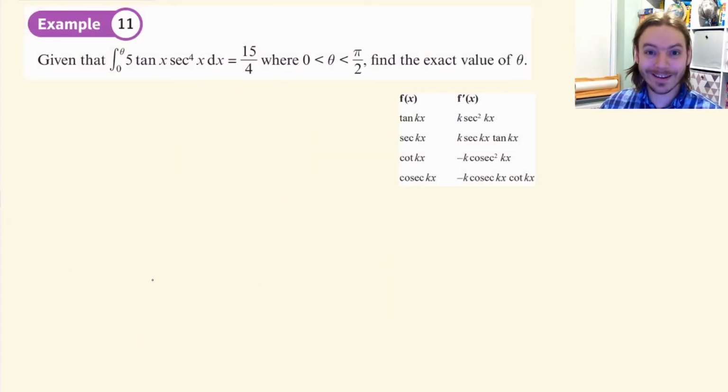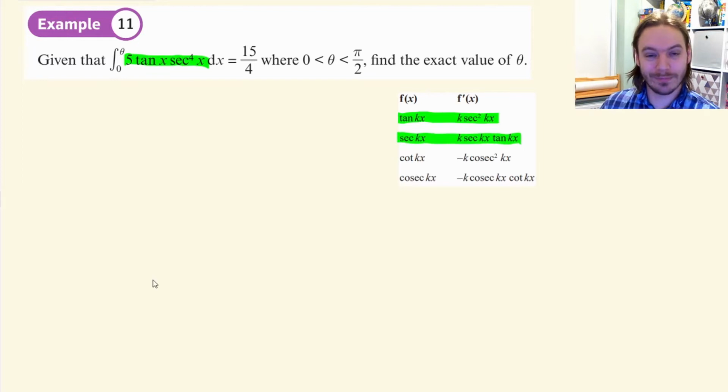And for our final example, we have another awkward trig function. It's 5 tan x sec to the power 4 x. And on the surface, there are two possible strategies here, because tan differentiates to sec squared, which looks really familiar actually, because we've got a tan and a power of sec. And sec differentiates to sec tan.